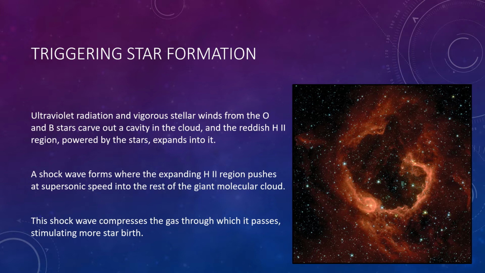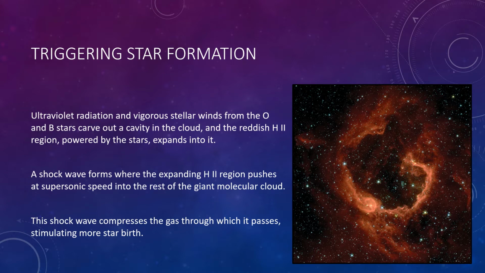Once star formation has begun and H2 regions are formed, the massive O and B type stars at the core of the H2 region induce star formation in the rest of the giant molecular cloud. Ultraviolet radiation and vigorous stellar winds from these O and B type stars carve out a cavity in the cloud, and the reddish H2 region, powered by the stars, expands into it.